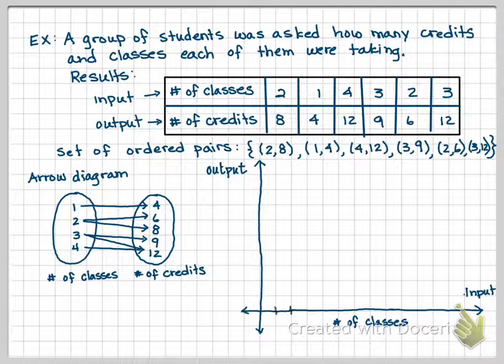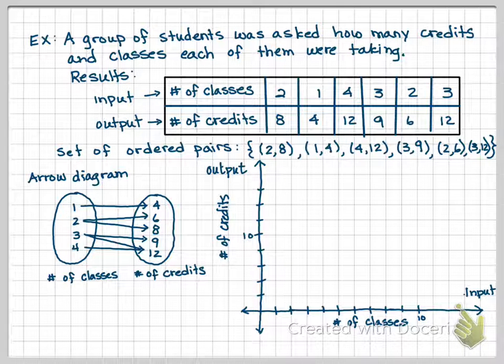And I'm going to count by ones here. 1, 2, 3, 4, 5. I went much higher than I needed to. But then on the vertical axis, I have my number of credits. And I'm going to count by 2s, 2, 4, 6, 8, 10. Just because that's what I have room for.